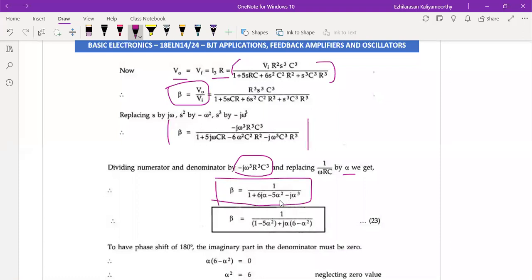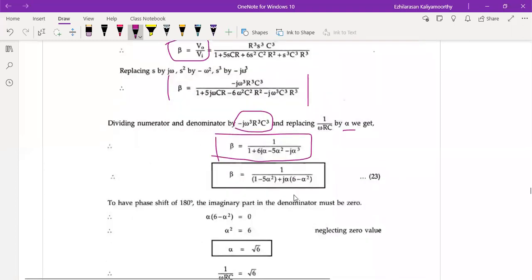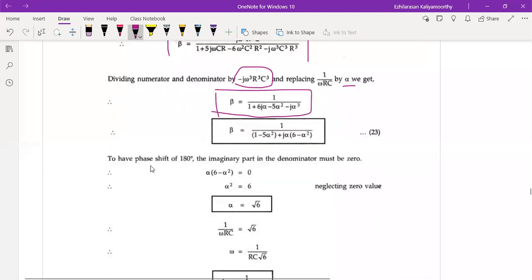Beta is equal to 1 by (1 minus 5 alpha square) plus j alpha (6 minus alpha square). Separate the real and the imaginary terms. Now, to get a phase shift of 180 degrees, the imaginary part in the denominator must be 0. So the imaginary term is alpha into (6 minus alpha square); make it equal to 0.